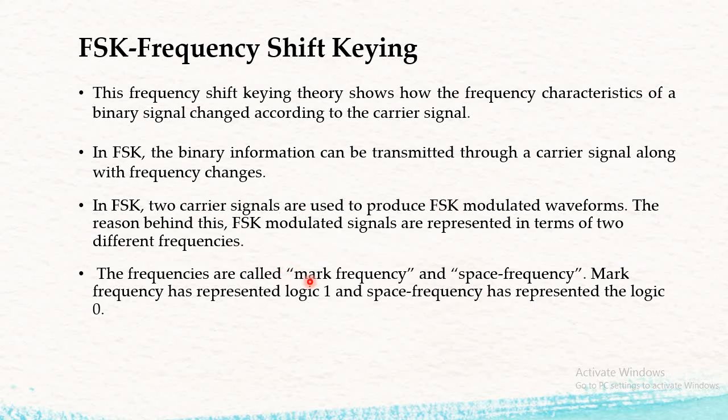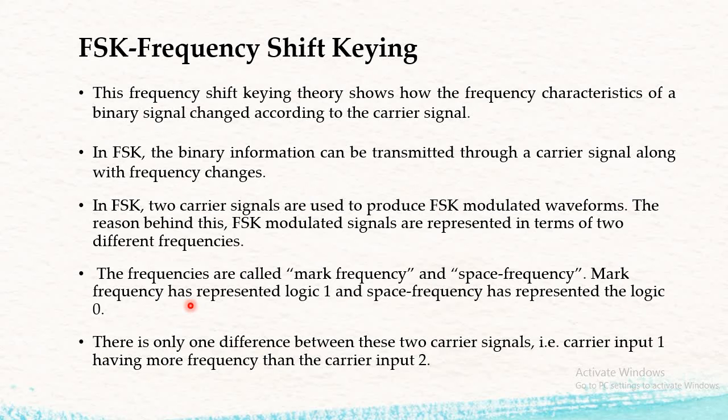The frequencies are called a mark frequency and a space frequency. Mark frequency represents logic 1 and the space frequency represents logic 0. There is only one difference between the two carrier signals, that is carrier input 1 has a higher frequency than carrier input 2. Block diagram of FSK.